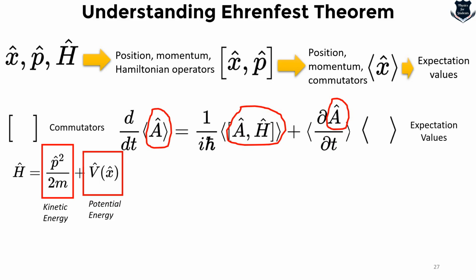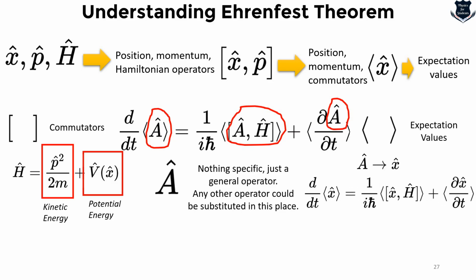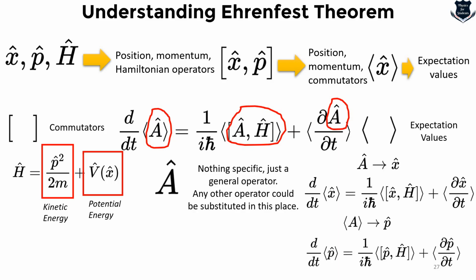Now you might be wondering, there are so many A's, 1, 2, 3 A's. What are they? They are just placeholders. They are just a generic operator, and we will soon see that these can be substituted with other values, yielding wonderful, magical results. Now we are going to substitute the position operator, x hat, for this A, and the equation turns out like this. We could also have substituted the momentum operator p hat in the Ehrenfest theorem, and we get something like this.